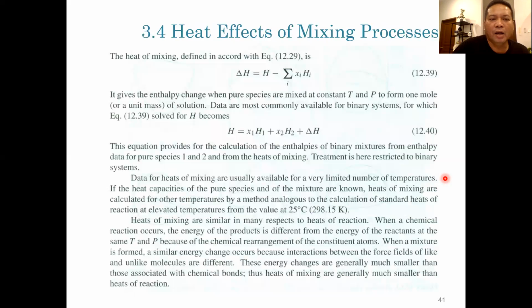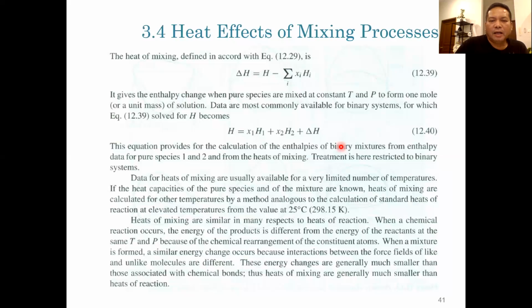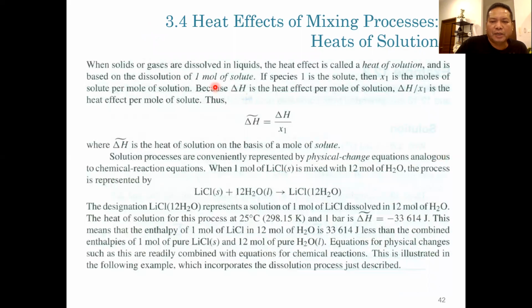The heat of mixing is defined by this, where delta H is the actual enthalpy minus that of the constituents. For a binary system, we can write it as x1 H1 plus x2 H2 plus delta H. In terms of solute, the enthalpy of mixing for solute, you can use this symbol, is equal to delta H over x1, where x1 is the moles of a species in liquid form.